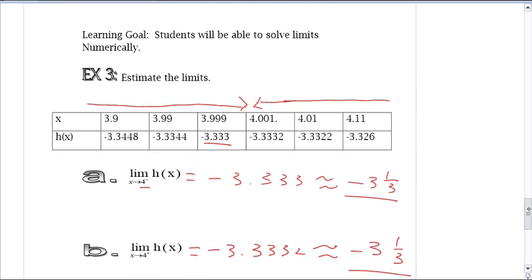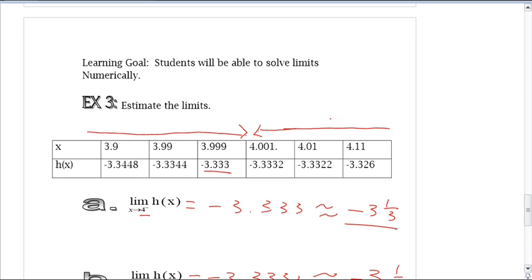Alright, that's all the examples I have for you. So let's go back to the learning goal. Students will be able to solve limits numerically. With a little bit of practice, I do believe you will be able to. It's not very difficult. Remember that you really want to take a look at where you're approaching, and then just be aware of the table. Some of them are horizontal like I have for you guys here. Some of them are vertical. Make sure that you're approaching on X and you're looking for a height.